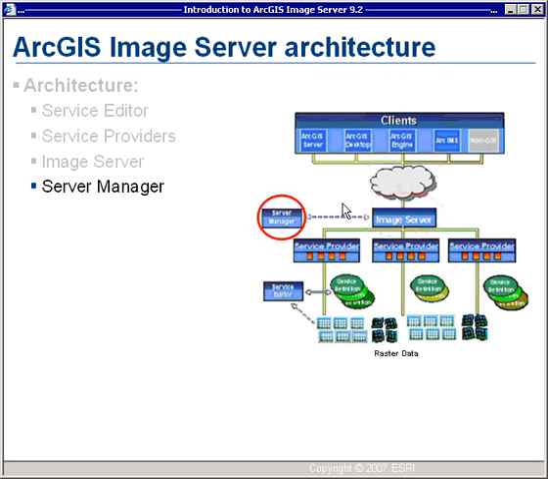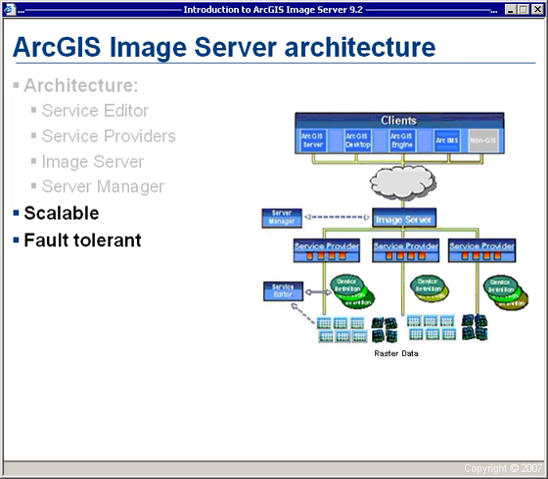The server manager manages all these: the image server, the service providers, and the image services. It is used to start and stop each component and to publish the image services. This architecture allows the system to be easily scaled out. So when there is more demand for image services, service providers and host machines can be added to the configuration to handle the increased demand. The presence of many service providers makes the system fault tolerant and provides a failover path that allows clients to be served even if some of the host machines are unavailable.